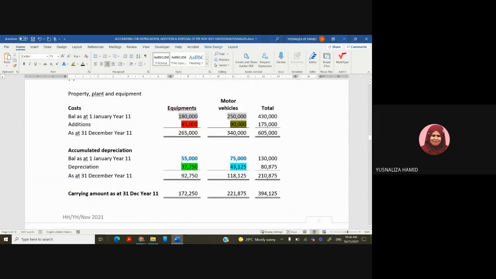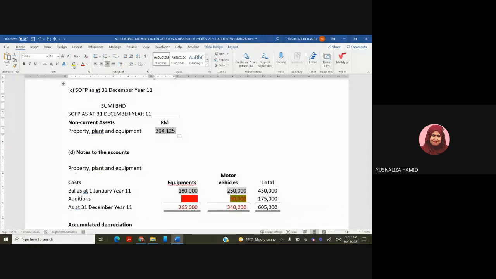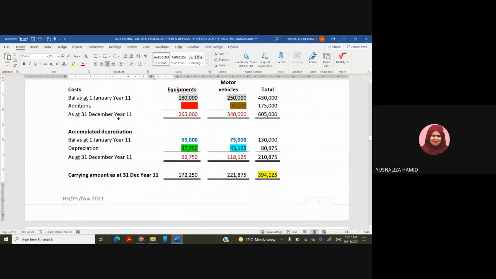So after you have totaled up the costs and totaled up the accumulated depreciation, you take the cost at the end of the year, 265 minus this 92,750, and you get this. That will give you the carrying amount for equipment, and this is the carrying amount for motor vehicle. What you would transfer to the statement of financial position is the carrying value, the carrying amount, which is the one here. Okay, that's it for the first part.